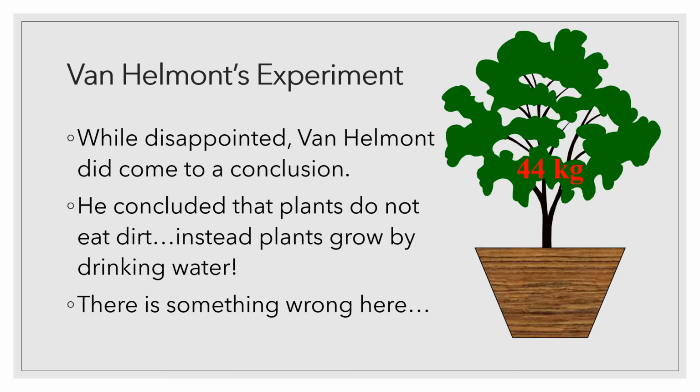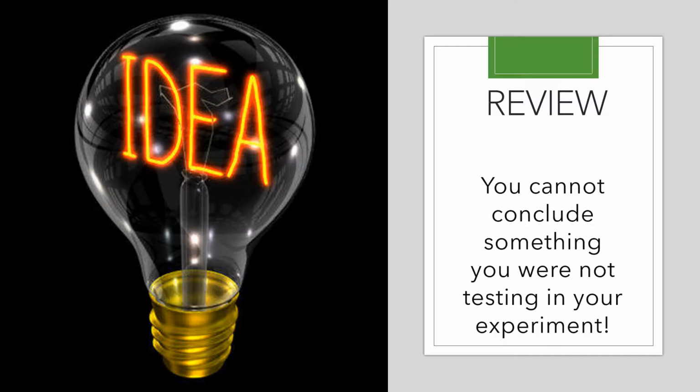What? While disappointed, Van Helmont did come to a conclusion. He concluded that plants do not eat dirt. Instead, plants grow by drinking water. Y'all, there's something wrong with that conclusion. Can y'all think of it? You guessed correctly. You cannot conclude something that you were not testing in your experiment. The idea that plants eat dirt is simply rejected by this experiment.